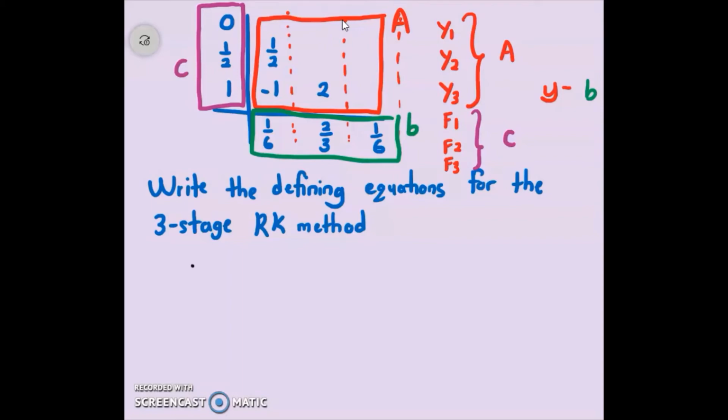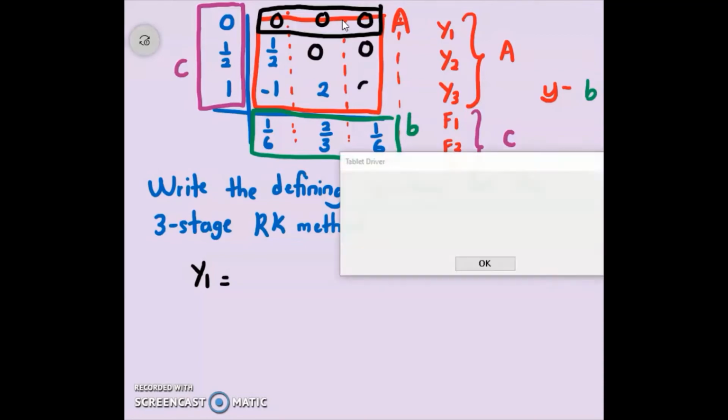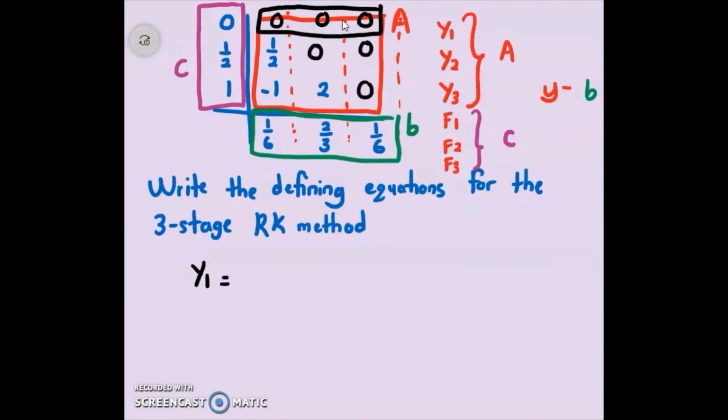Start with Y1. Look at my first row. So I have 0, 0, 0. I can see that my matrix A is a 3 by 3 matrix: 0, 0, 0, half, 0, 0, -1, 2, 0. Now, is there a coefficient A in the first row? No, so write yi minus 1.